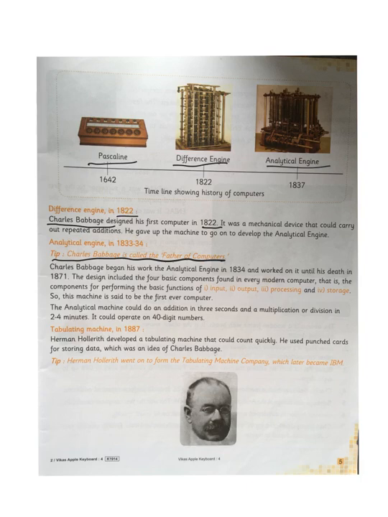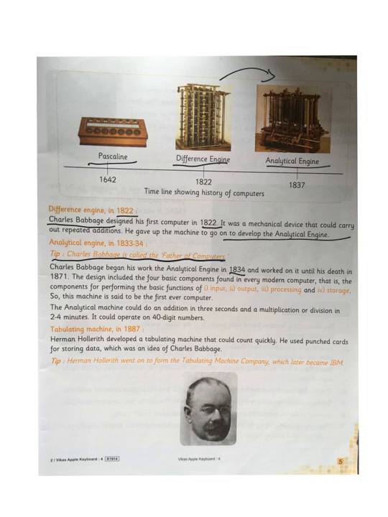He gave up the machine to go on to develop the analytical engine. So after making the difference engine, he moved on to the analytical engine. That is, he went on to improve the difference engine and then made the analytical engine. Charles Babbage began his work on the analytical engine in 1834 and worked on it until his death. Until he died, he worked on the analytical engine, improving it, making it more useful for humanity.